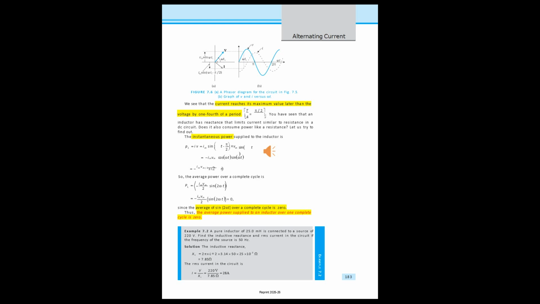The instantaneous power supplied to the inductor is given by PL equal to IV, and that's given by Im sine of omega t minus pi by 2 into Vm sine omega t. That's given by minus Im Vm cos omega t sine omega t. That's given by minus Im Vm by 2 into sine 2 omega t. So the average power over a complete cycle is given by PL equal to minus Im Vm by 2 into sine 2 omega t, that's equal to 0. Since the average of sine 2 omega t over a complete cycle is 0, thus the average power supplied to an inductor over one complete cycle is 0.